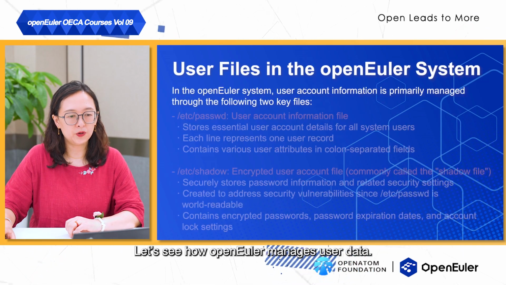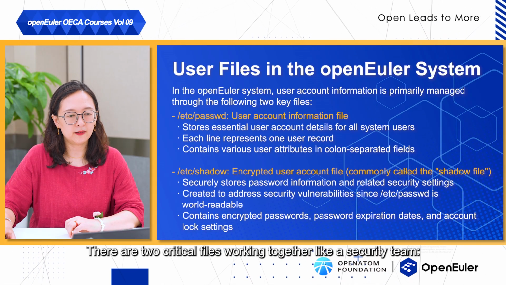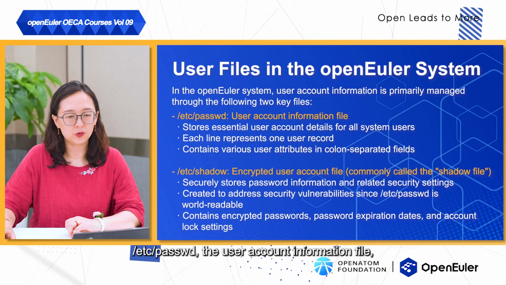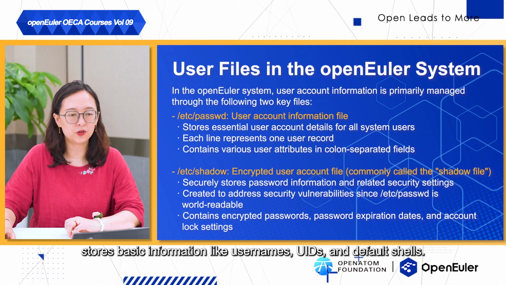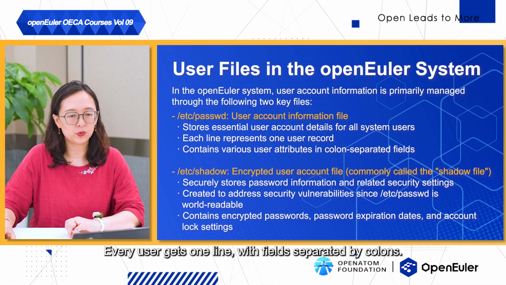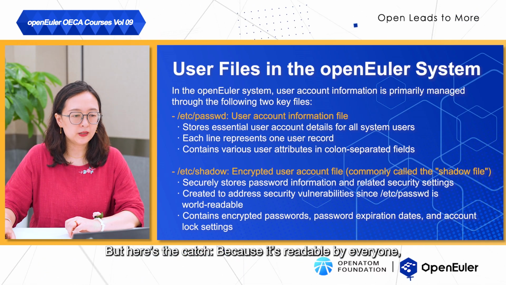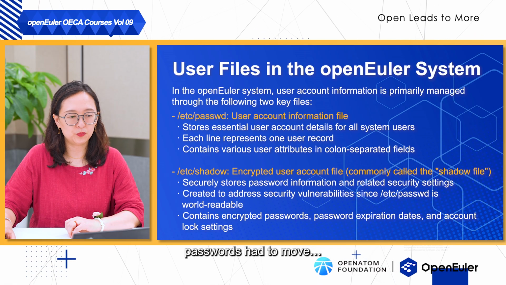Let's see how openEuler manages user data. There are two critical files working together like a security team. /etc/passwd, the user account information file, stores basic information like usernames, UIDs, and default shells. Every user gets one line with the fields separated by colons. But here's the catch. Because it's readable by everyone, passwords had to move.